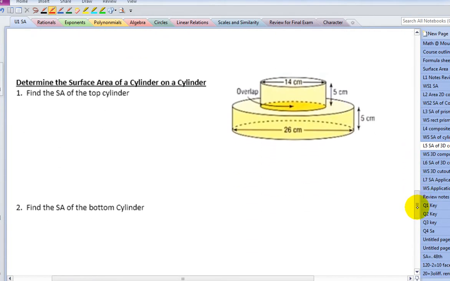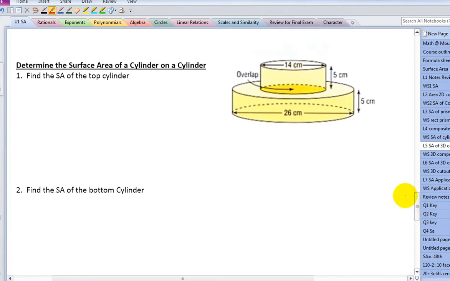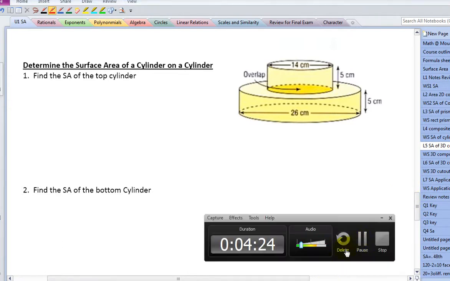2 cylinders. Okay. So go ahead, find the surface area of the top cylinder, find the surface area of the bottom cylinder. Do questions 1 and 2, please. Go. Careful for the radius and diameter.